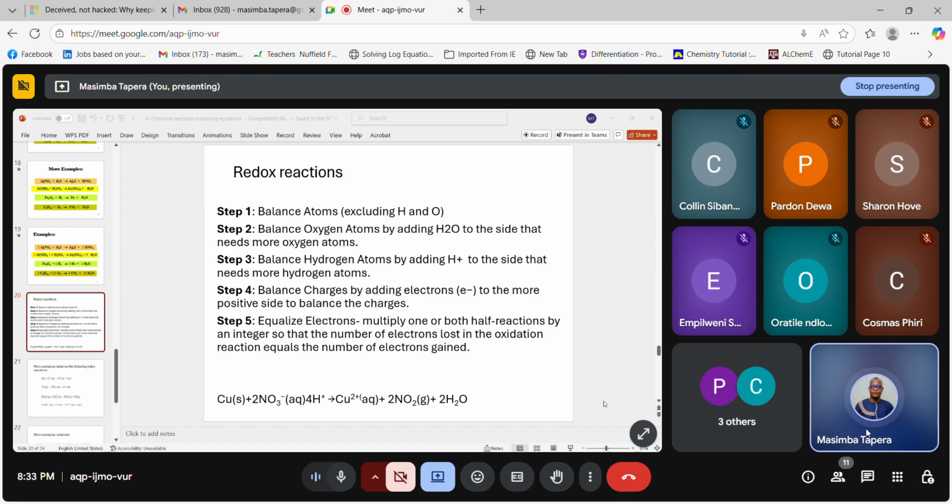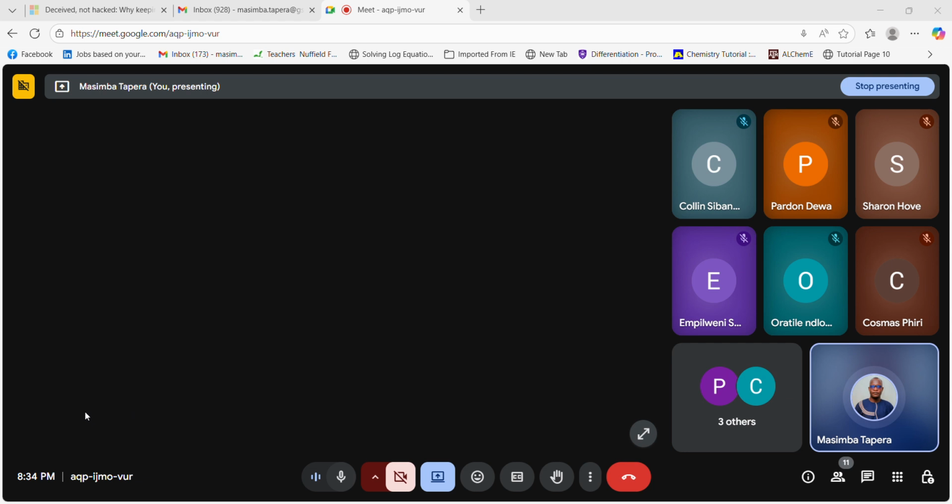And step 5 is to make sure that you equalize the number of electrons or the charges on both sides by multiplying one or both half reactions by an integer, so that the number of electrons lost and the number of electrons gained is equal. I think this is actually simple, and we will try to attempt an example to illustrate this.